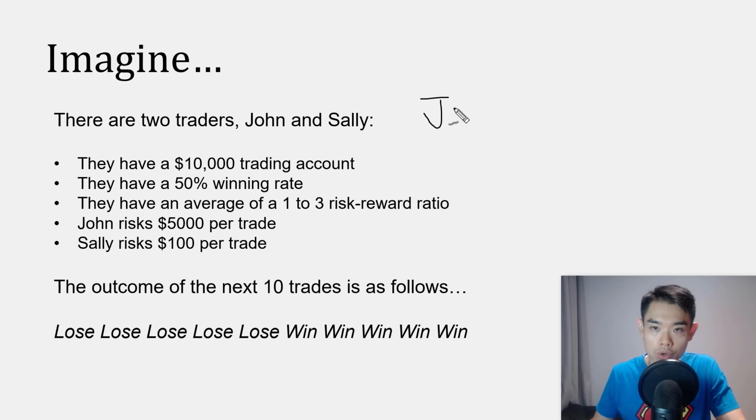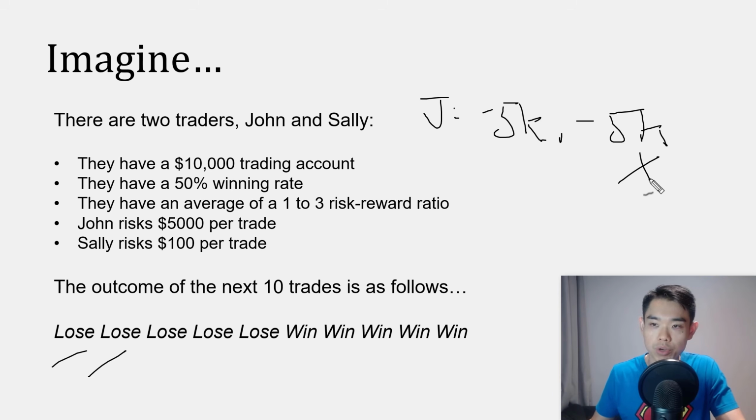So John, you know that he risked $5,000 per trade. So first trade is a loser, second trade is a loser. So minus 5K and minus 5K. You can see that John is pretty much wiped out. He's blown up his account because he was too aggressive in placing his trades, taking too much risk on each trade.